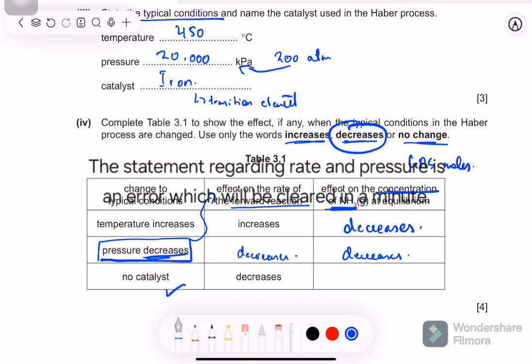As for catalysts, there will be an effect on the rate of forward reaction, as a catalyst only affects the rate of reaction. The catalyst does not affect the equilibrium mixture or the position of the equilibrium. So there will be no change over here.